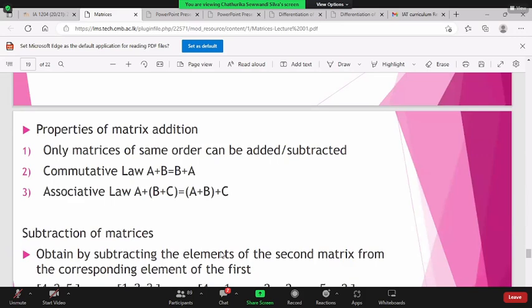But for addition and subtraction, the commutative law holds. For both matrix addition and subtraction, we can apply the commutative and associative laws. When it comes to the associative law, more than two matrices are involved. The addition of B plus C added to A, and the addition of A plus B added to C, both sides are equal.